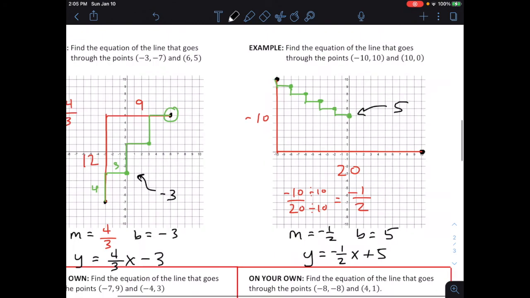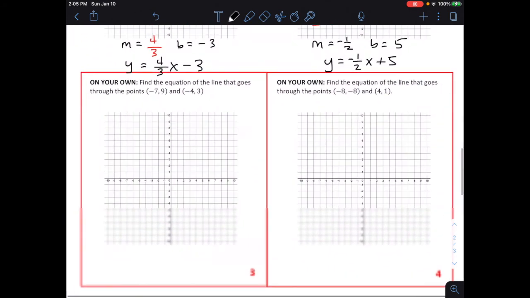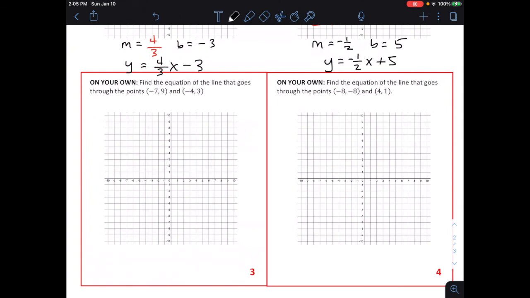All right, you've got a couple to do on your own here, and I'm guessing that you're going to have to do the same thing where you simplify your slope and then use the simplified slope to be able to find your y-intercept. And make sure you enter your answers in Schoology in the assignment that's out there for you.